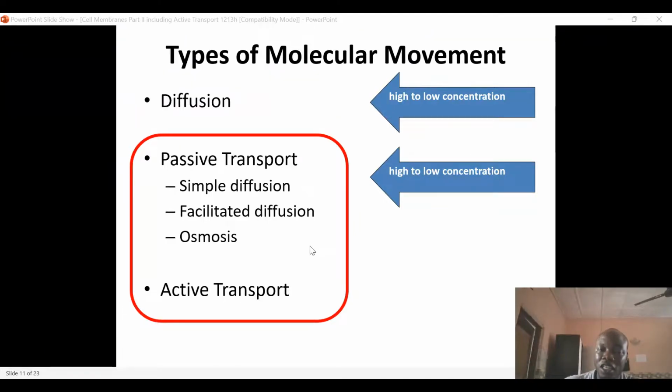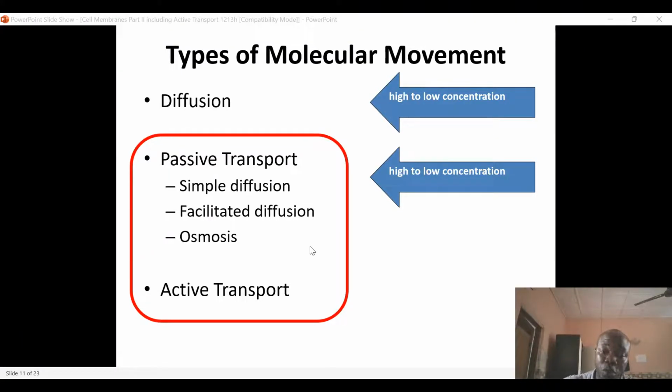And then facilitated diffusion requires the use of a protein carrier or protein channel. It also transports molecules from the region of higher concentration to the region of lower concentration, but it needs the help of transport proteins, either a protein carrier or a channel protein. In the case of osmosis, you are moving molecules from the region of higher concentration to the region of lower concentration, but through a semi-permeable membrane.